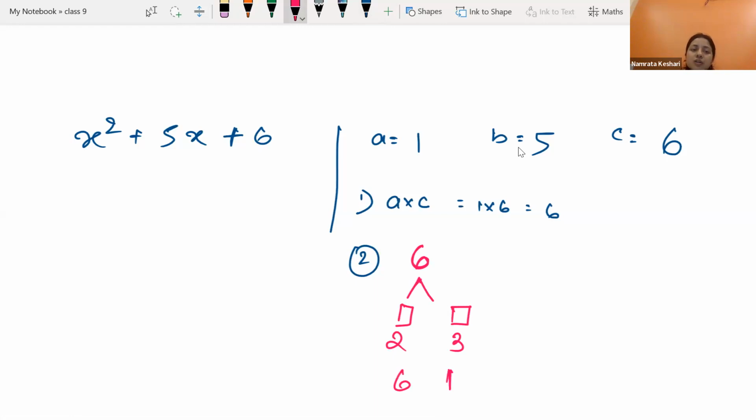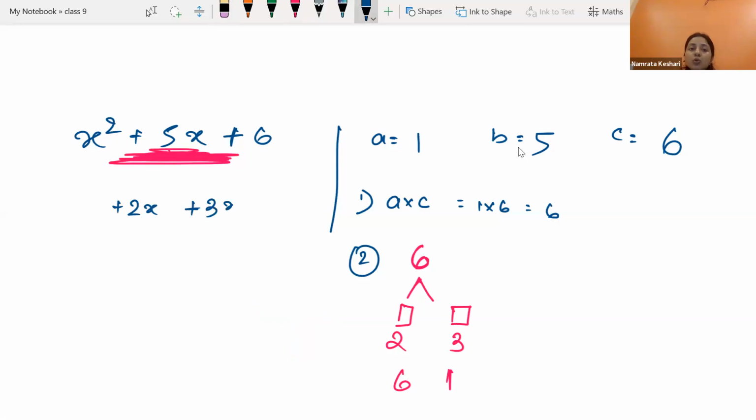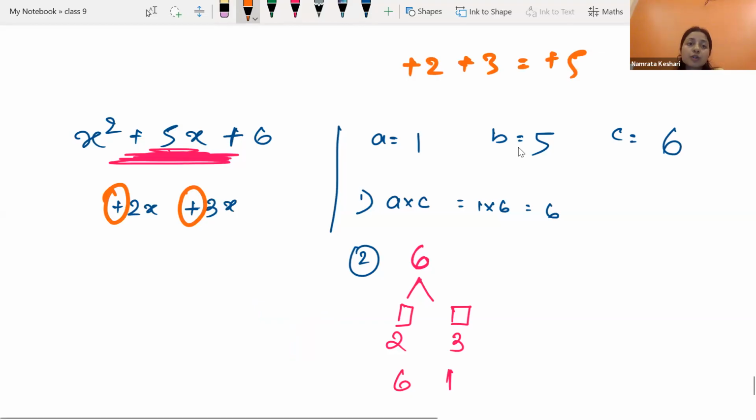Now let's check whether 2 and 3 is working or not. If this 2 and 3 added together or maybe subtracted together is giving the middle term. Can you see 2 plus 3 is giving 5, right? Yes. So 5x will be written as plus 2x plus 3x. You have to figure out this sign, because integer chapter you have learned really well. Plus 2 plus 3 will give plus 5. If minus 5 will be there, then you need to understand minus 2 minus 3 will give minus 5. Yes or no?